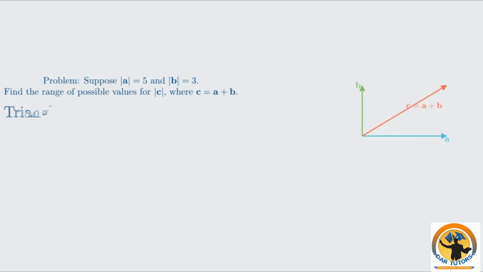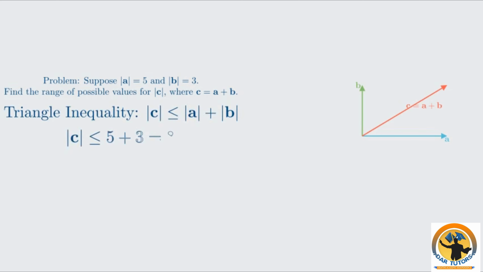In our case, this means the magnitude of c must be less than or equal to the magnitude of a plus the magnitude of b. Substituting the given magnitudes, we find that the magnitude of c must be less than or equal to 5 plus 3, which is 8. This gives us our upper bound. Now for the lower bound.